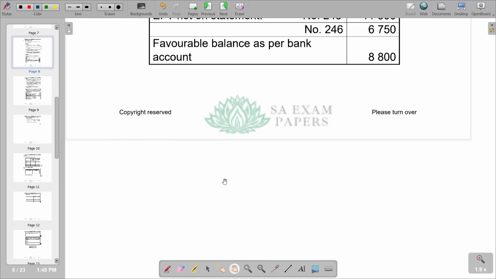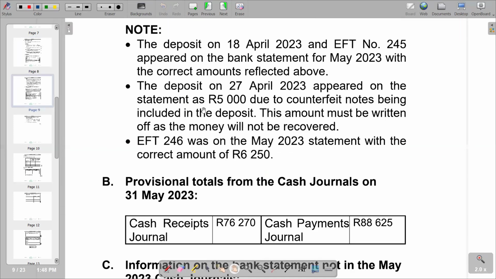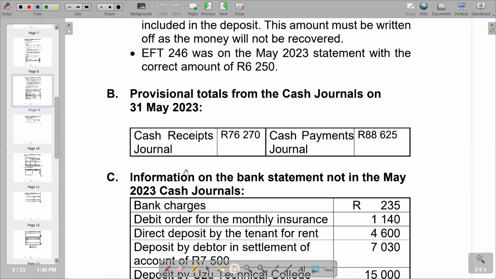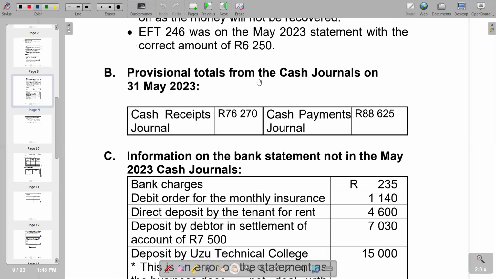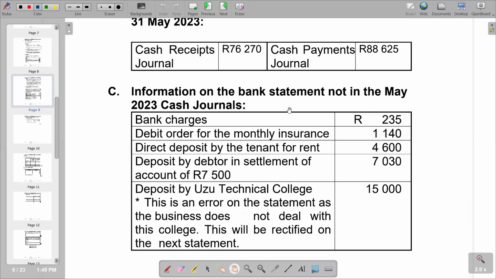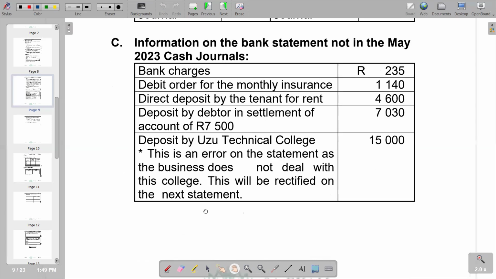So we proceed with the information that we are given. We are given the notes, whereby we have some points that we just need to browse through before you start to answer the question. We are also given provisional totals from the cash journals on 31 May 2023. Of course, these are the provisional totals that you're going to start with in your journals. Then you are given information on the bank statement, not in the May 2023 cash journals. This information is on the bank statement, but it's not appearing in the cash journals, which means this information needs to be updated in the journals. So that's what we have.